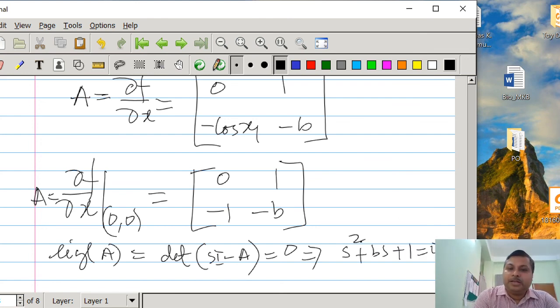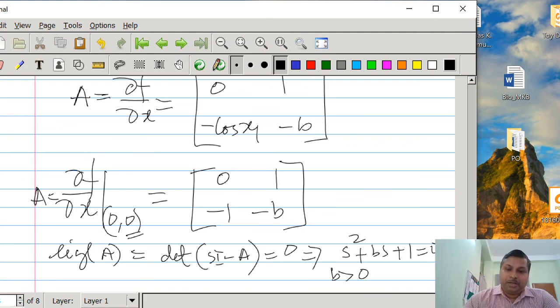From here it is very clear, you can even apply the Routh-Hurwitz criterion. We find that for b greater than 0, all the roots of this equation will obviously be located in the left half of the s-plane. So if all the roots of the A matrix for this equilibrium point are located in the left half of the s-plane, then definitely the nonlinear system, the pendulum, with respect to this 0,0 equilibrium point will be asymptotically stable.